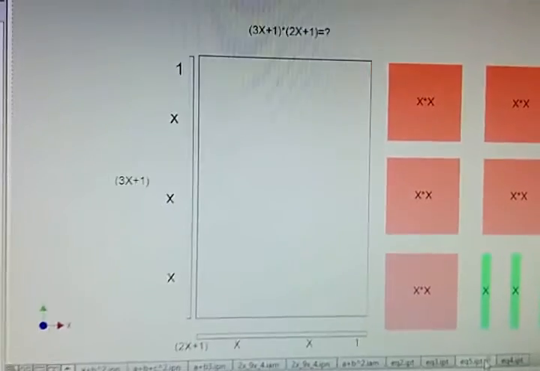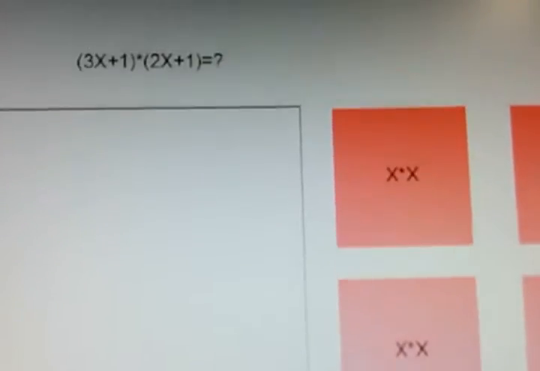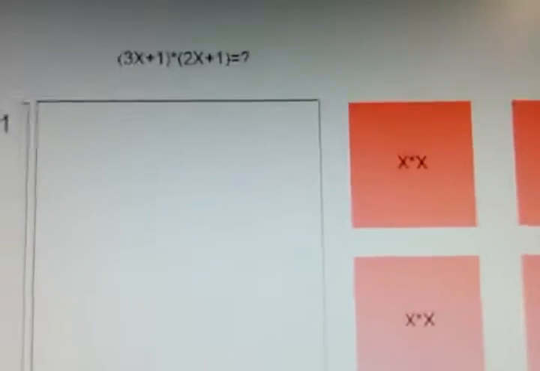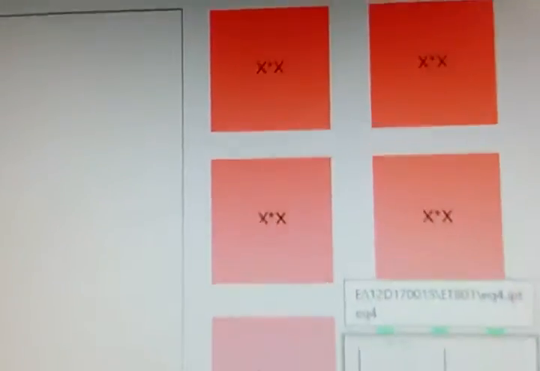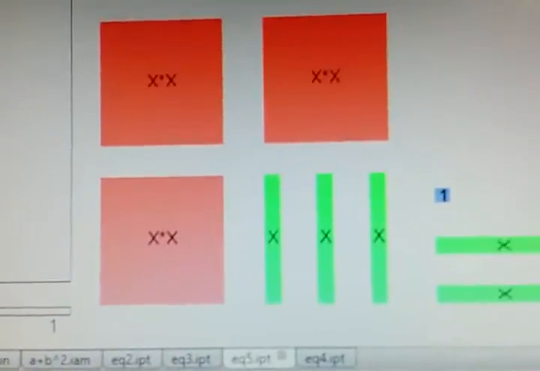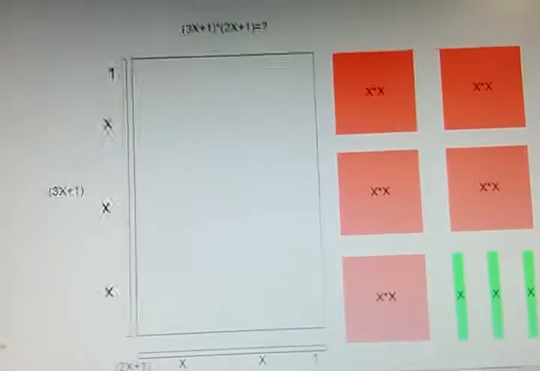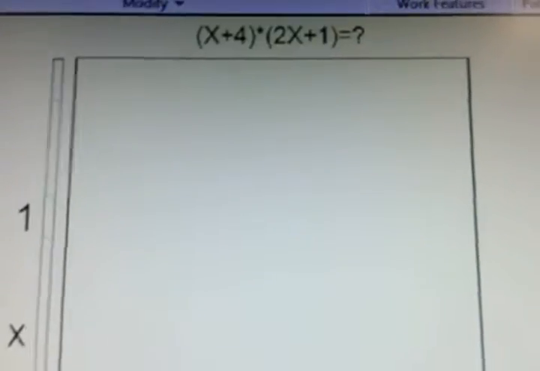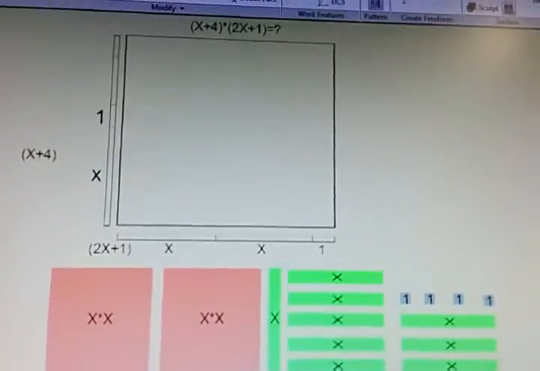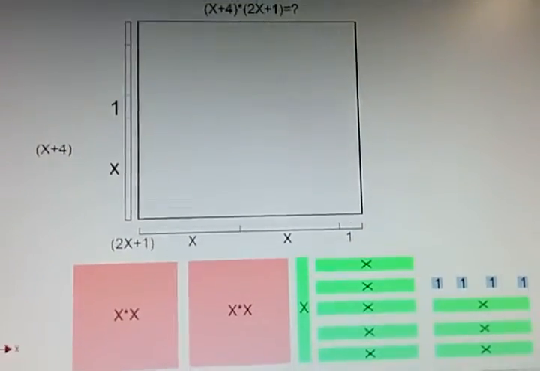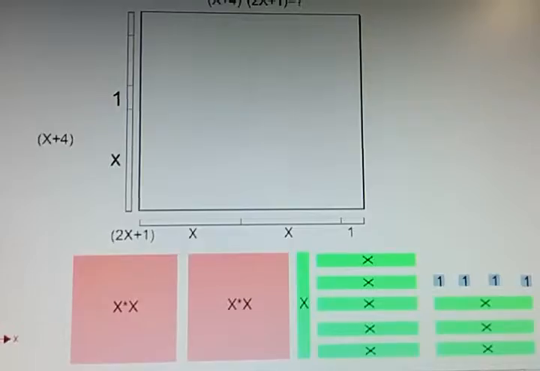Similarly there is one more. This is (3x+1) into (2x+1). This is the solution part. There are 5 x squares and 5 x into 1s, and there is one constant. And there is one more equation which we made, that is (x+4) into (2x+1). This is one more practice problem which can be provided by the teacher to the student.